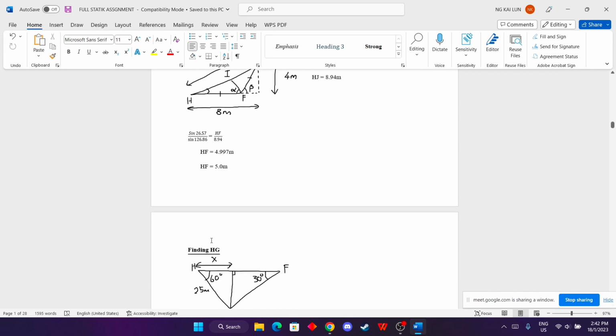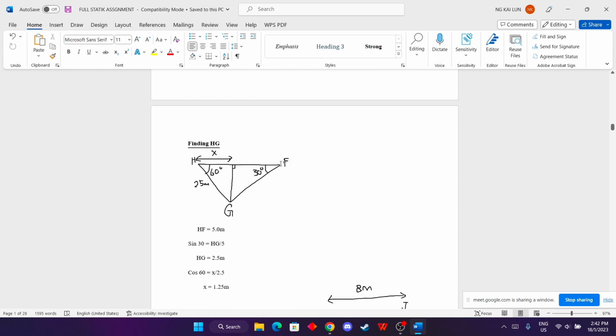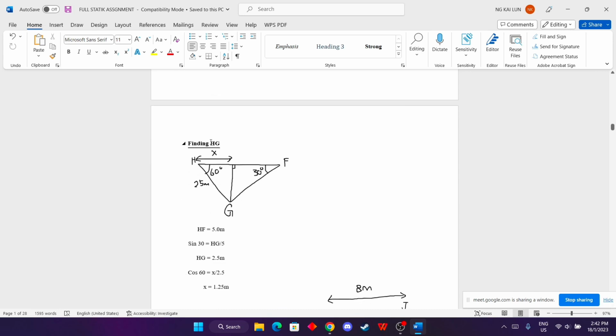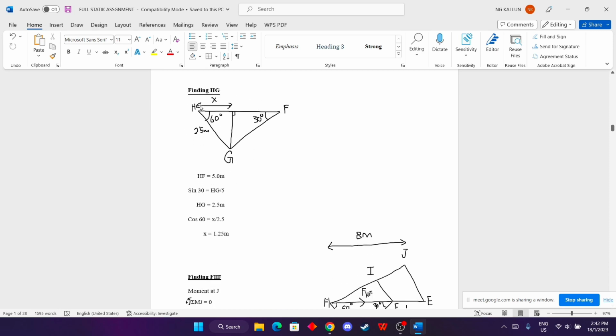The second one I find is HG. I have HF, which is 5 meter. After finding HF, I proceed to find the length of HG. With the same sine rule, HF equals 5, sine 30 equals HG divided by 5. You will find that x, the part from H to the middle point G, is actually 1.25 meter.